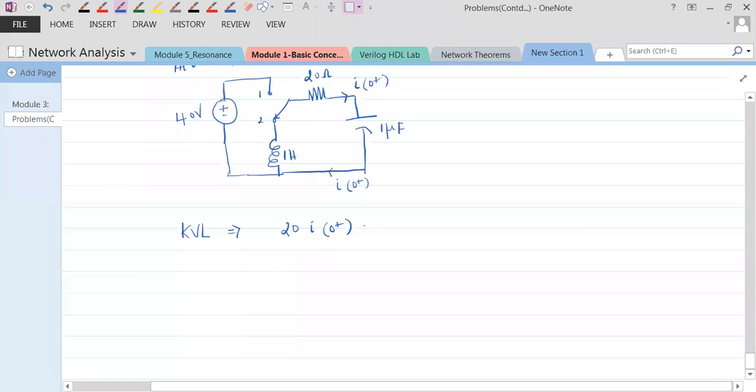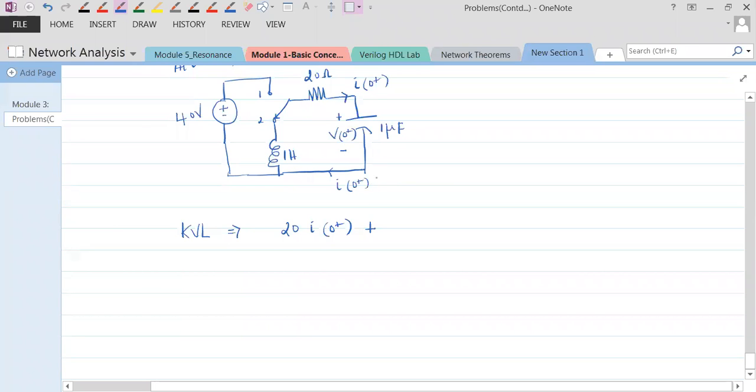Then what is the voltage across the capacitor given by? What is the voltage across the capacitor? Since the capacitor stores the voltage, we can write this as V of 0 plus, which is dropping across it. So we shall write this as V of 0 plus only to begin with.